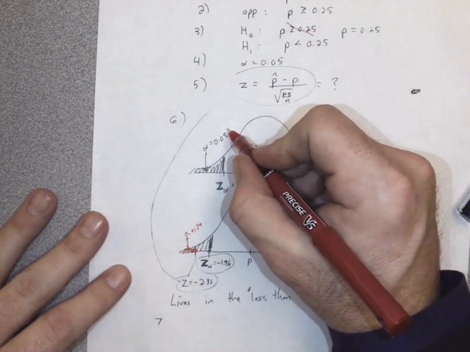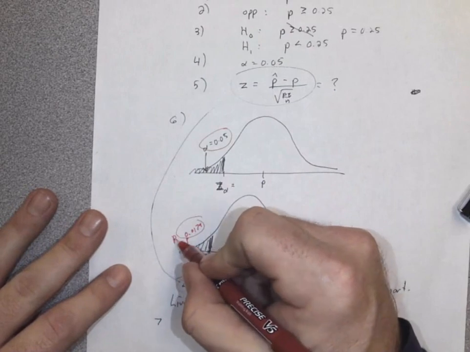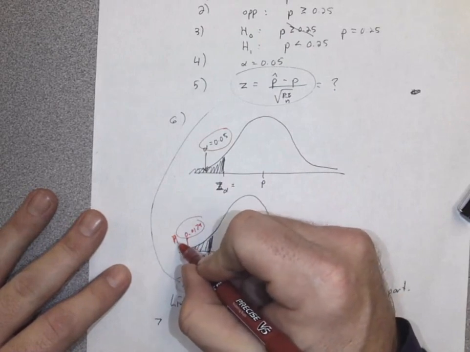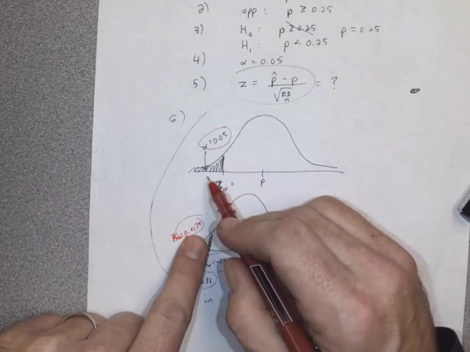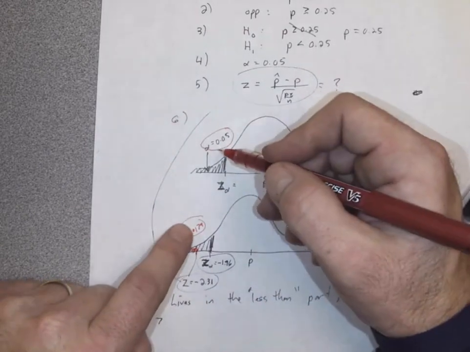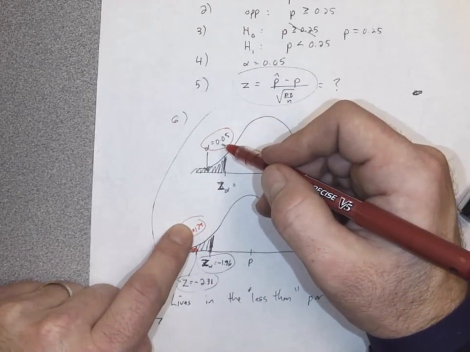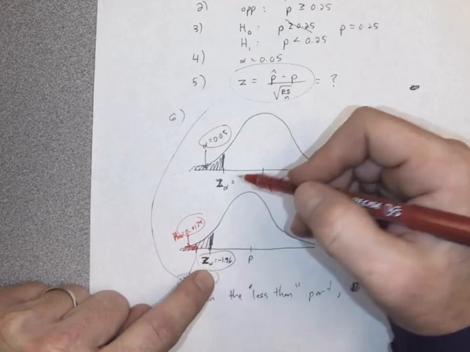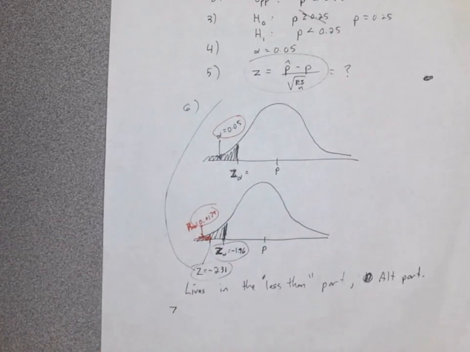So you can either look at the areas. If this area is less than this area, it lives in that part, or if this value is less than this value, then it lives in that part. So you can either look at the areas, which is called the p-value method, and this is called the critical value method. In both cases, you get the exact same thing, that this lives in the alternative part.